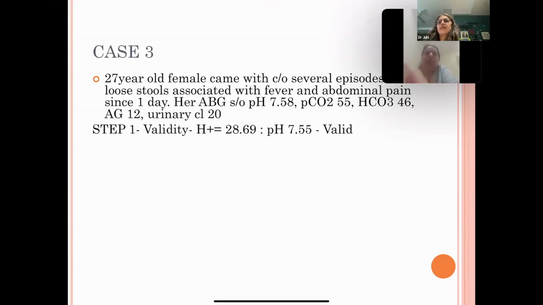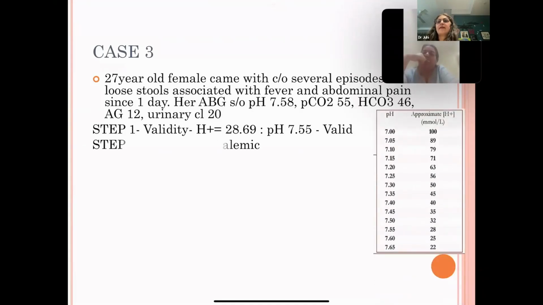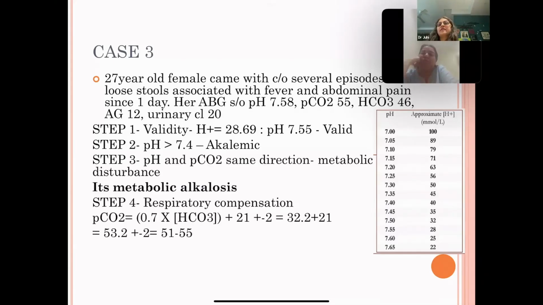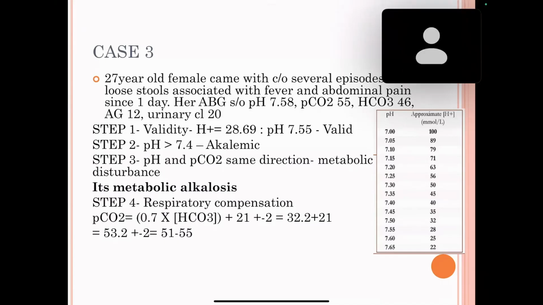Right. Again, we'll check for the validity. So it's a valid ABG. Okay. Now check for the pH. If it is more than 7.4, which is here, pH says 7.58, so it's alkalemic. Step 3, we'll check for the pH and PCO2. Check whether it's the same direction or the opposite direction. pH is increasing, PCO2 is also increasing. So they are going in the same direction. So it will be a metabolic disturbance, right?